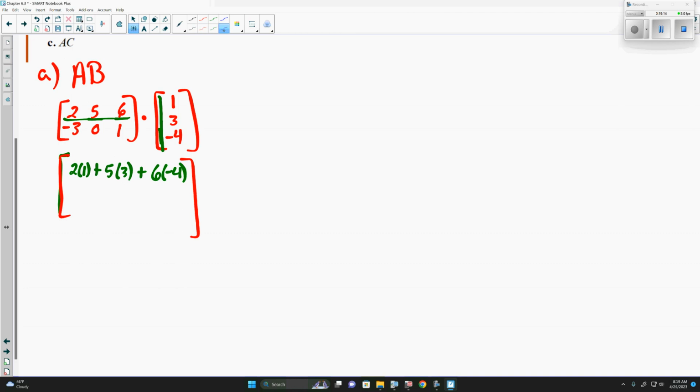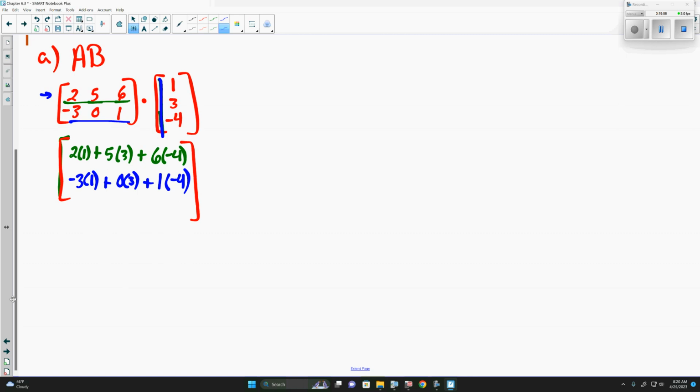Now we would keep moving on because I would keep doing the first row with every column in the second. So if the other matrix had a second column, we would go first row, second column, then first row, third column, and keep going. But here, since it only has one column, we're done with that. We move to the second row. So now I'm going to do the second row times the first column, which would give us negative 3 times 1, plus 0 times 3, plus 1 times negative 4. Then again, if it had another column, we would continue to go through this here.